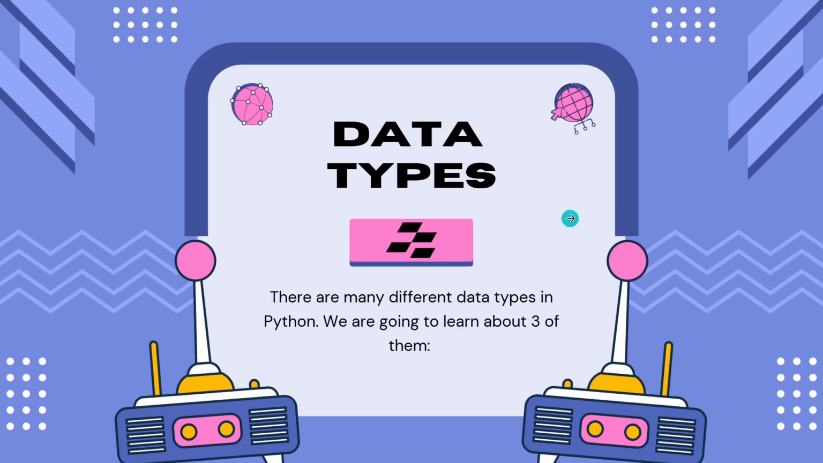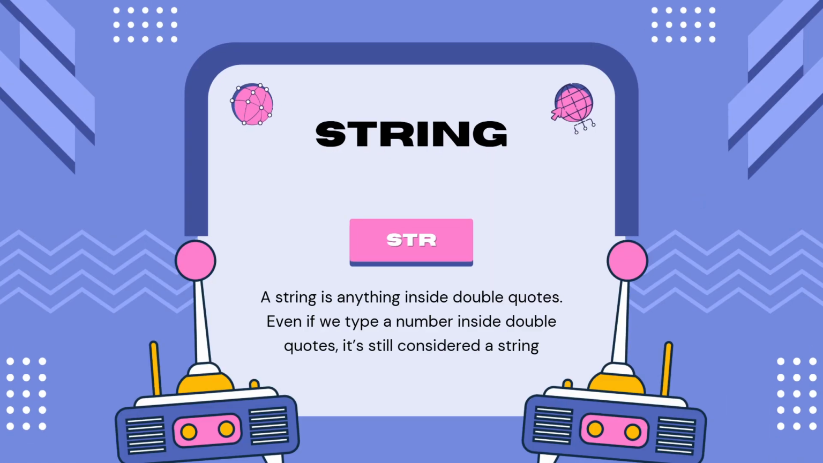Now we're going to learn about data types. There are many different data types in Python. We are going to learn about only 3 of them, just so I don't overload you. The first data type is string. A string is anything inside double quotes. Even if we type a number inside double quotes, it's still considered a string.